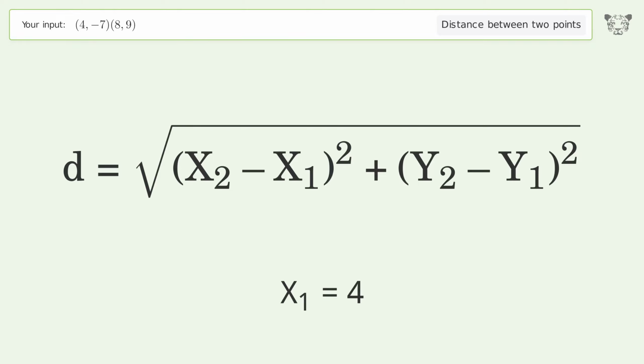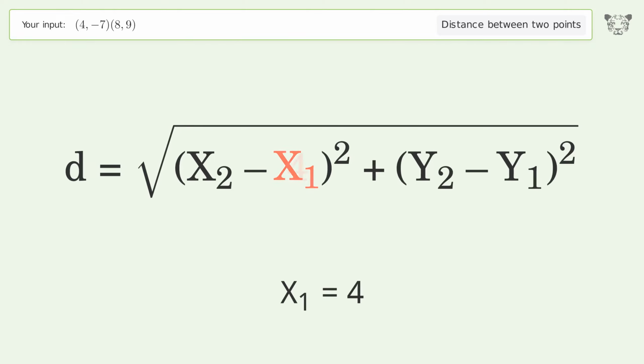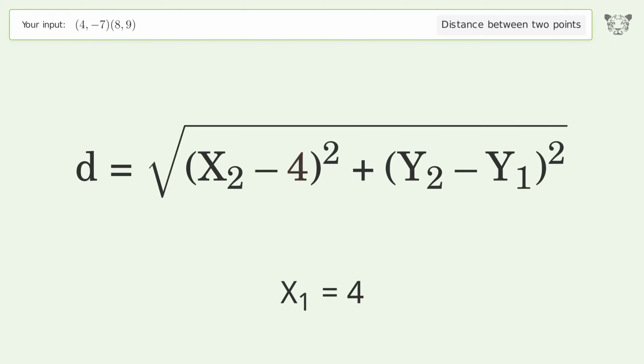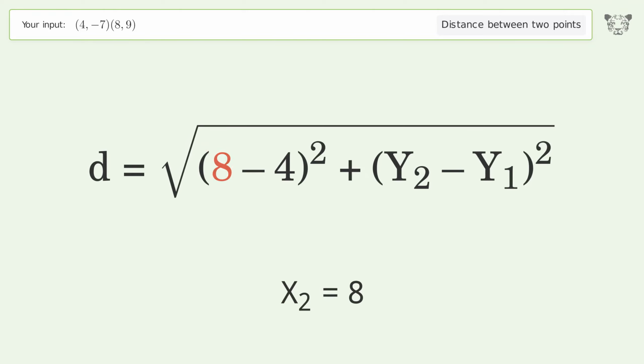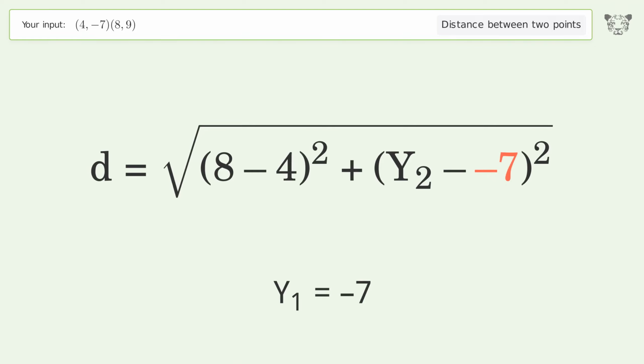x1 equals 4. x2 equals 8. y1 equals -7. y2 equals 9.